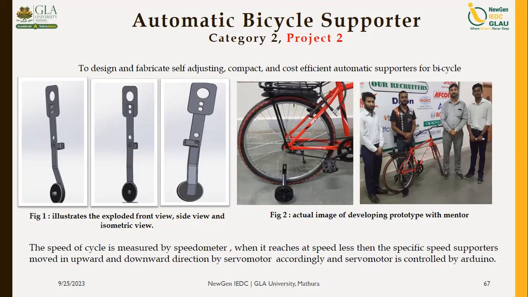What happens is, if the speed of the cycle is around 15 to 20 kilometers, this supporter will automatically go up after some time, and the person is not aware of that. After twice, thrice, or some number of practices, he or she may learn bicycle riding. And once he stops, the support automatically comes down, so there will be no small accidents. So we can prevent them by using this automatic bicycle supporter.